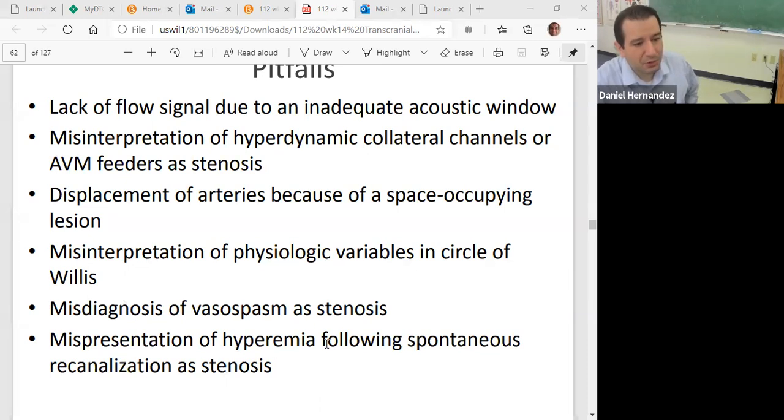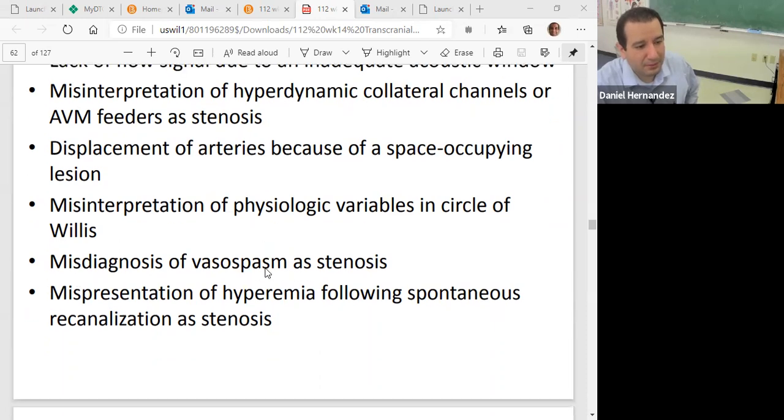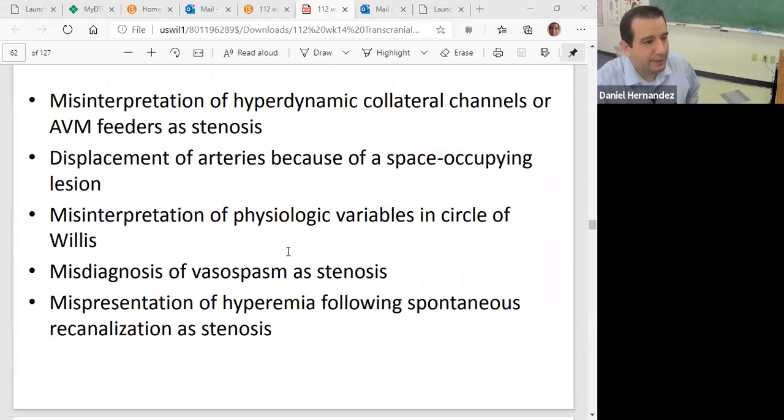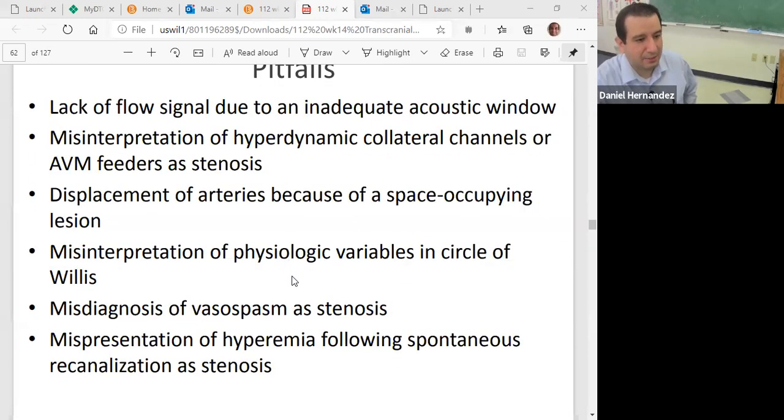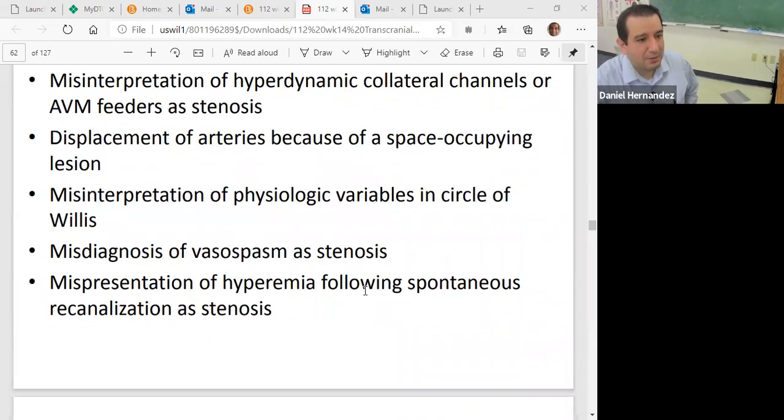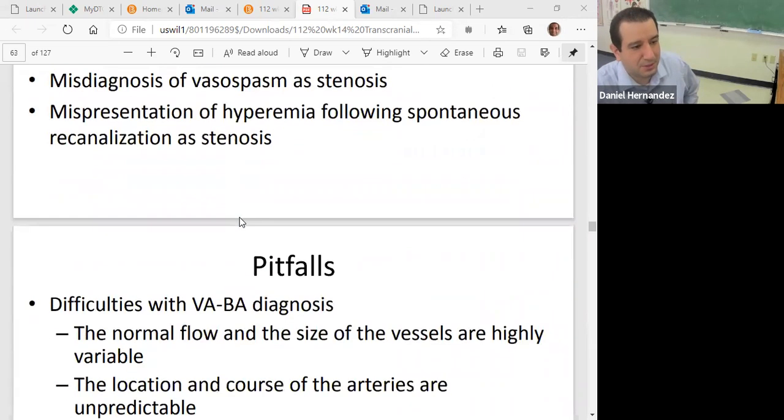So this is particularly true when we're doing our transcranial Dopplers and we don't have the image portion of that with it. So when we get into our TCCS imaging, it allows us to be more accurate in terms of visualizing the vessels and interpreting that we're on the correct vessel. And it helps to aid in the misdiagnosis of vasospasm versus stenosis.